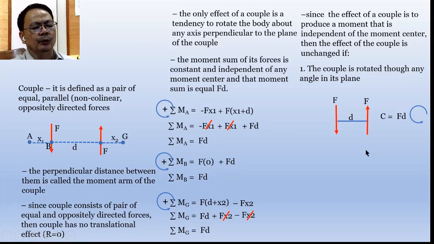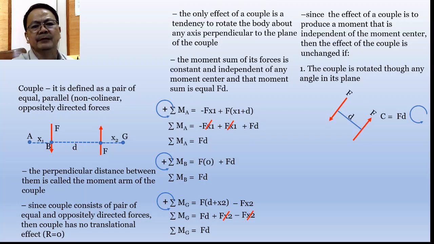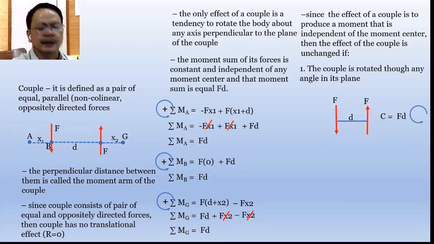Say for example that we try to rotate this couple such that it is placed in this direction. The direction of F is somewhat inclined at a certain angle with respect to the horizontal. Will the effect of the couple change? According to the discussion, the effect of the couple will be unchanged. It will remain equal to the product of F multiplied by D and with the same sense, counterclockwise in direction. Even if the couple is rotated in this direction, the magnitude will be the same, the sense or direction will still be the same. That's how we explain the property of the couple, that it will not be changed when the couple is rotated through any angle in its plane.